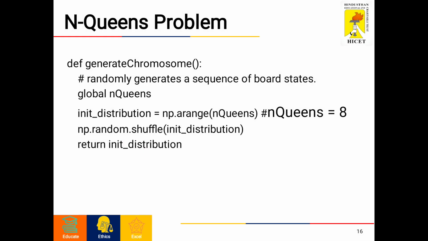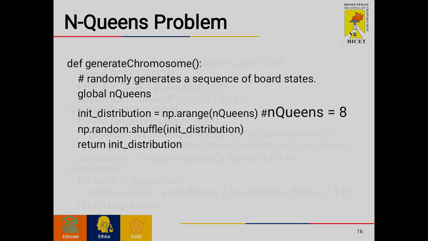Now, generating a chromosome. n_queens is a variable which is assigned 8 in the previous slide itself. I've shown you where n_queens is assigned 8. In order to make it global, the global keyword is used here. np.arange(n_queens) will generate a single dimension array of length 8 with the numbers 0 to n, which will be the positions. The initial positions of the queens are generated and saved inside init_distribution. np.random.shuffle will shuffle all the values, and once it is shuffled, we return the values.